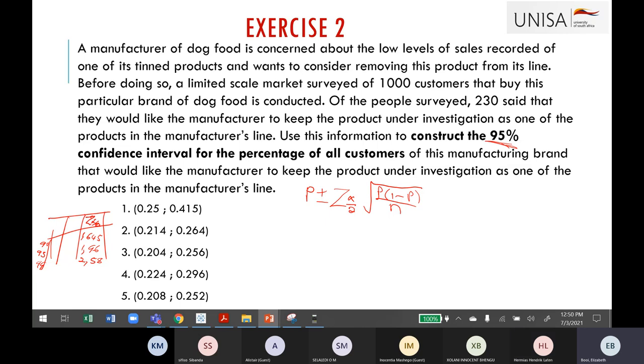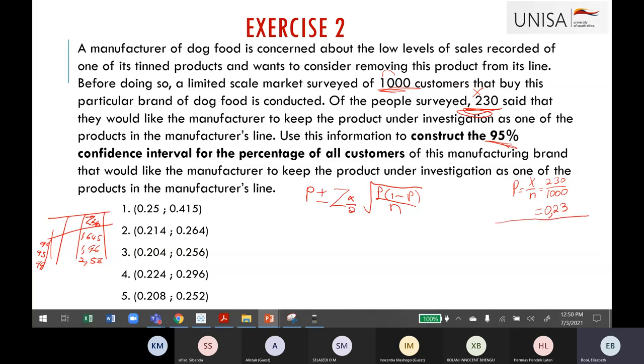Who wants to do it with me? You are given 1,000, which is N, and you are given our X, which is 230. So we need to find P, which is X divided by N, right? Which is 230 divided by 1,000, which equals, since you guys worked it out, 0.23.